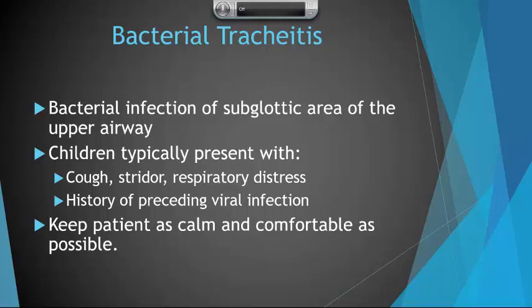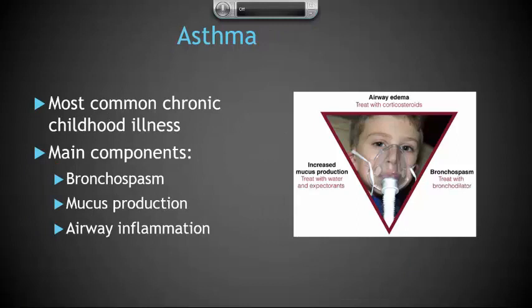Asthma is the most common chronic childhood illness, with the main components being bronchospasm, mucus production, and airway inflammation. It involves the lower airway, which involves restriction of airflow out of the lungs. The incidence and mortality of this disease are increasing. Even infants can have reactive airway disease caused by specific triggers.